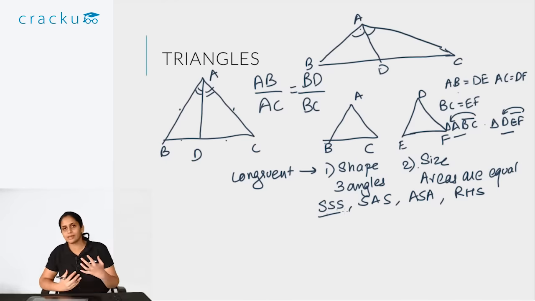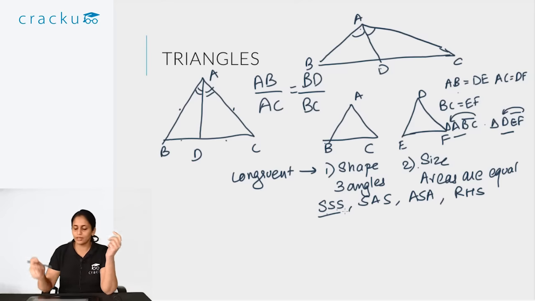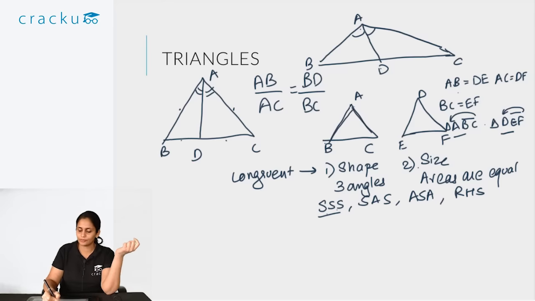So why is this test for congruency useful? Basically, if you define all three sides, there is only one triangle that is possible given three sides of the triangle. So if you have any way in which you can uniquely determine a triangle, then you can use that as a test for checking the congruency of two triangles. So for example, if you have this side, this side and this side, you have uniquely determined a triangle.